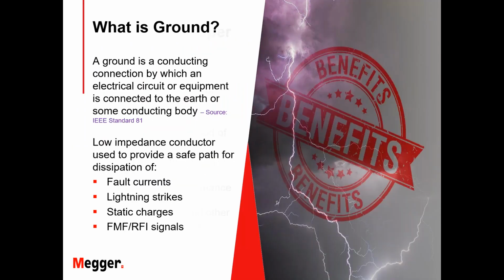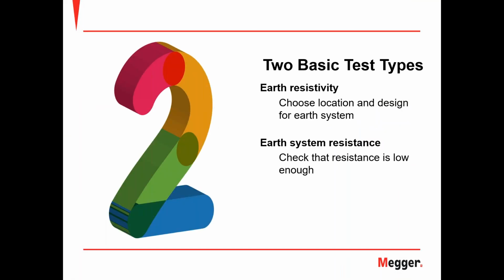There are a lot of methods to do the testing for grounding, sir, but there are two types to test the grounding. The first one is the earth resistivity. So we need to test the earth resistivity first in order for us to determine where to put the grounding properly. We need to test the soil first to determine that this is the location where I need to put my electrode, because this is the point where the resistivity is okay.